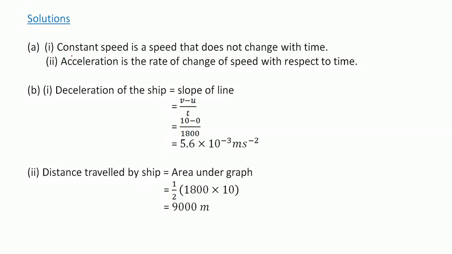Okay, so I had the definitions here. Constant speed is speed that does not change with time. Acceleration is the rate of change of speed with respect to time. Well, this should really be velocity.